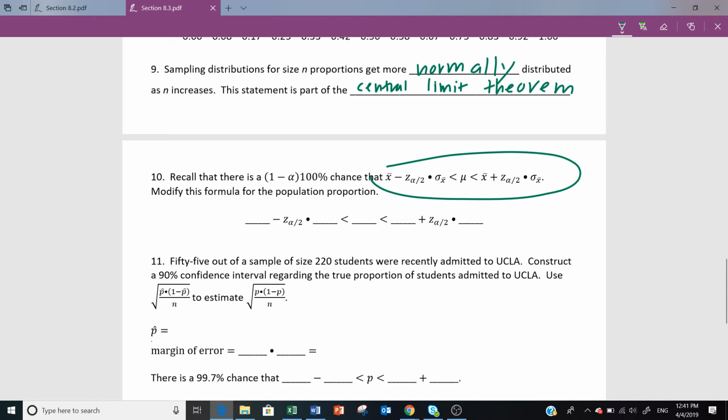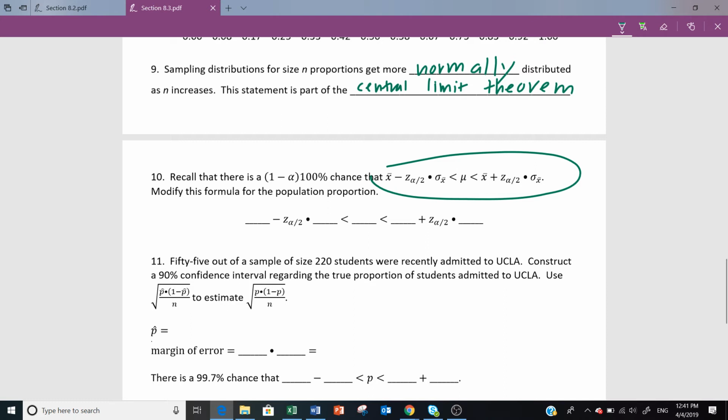Okay, groups of 2. See if we can modify that formula for the proportion. Symbols. Oh, it's right here. Did I not give a symbol chart? Okay. Do that as a class.